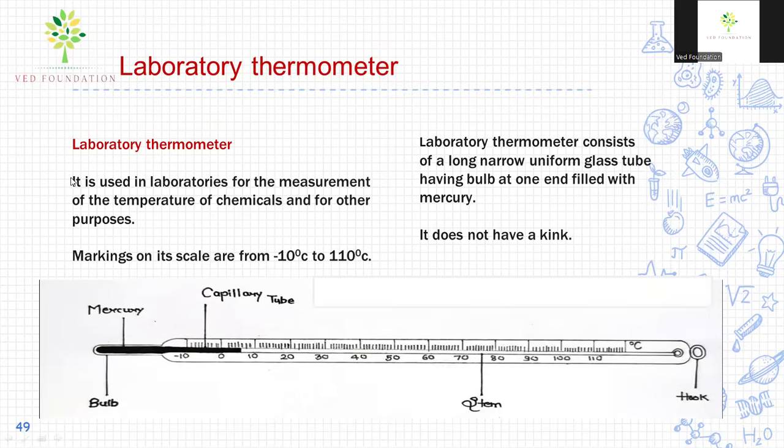Laboratory thermometer. The laboratory thermometer is used in the laboratory for measurement of temperature of chemicals and for other purposes. Markings on a laboratory thermometer are from -10 degrees Celsius to 110 degrees Celsius. A laboratory thermometer consists of a long, narrow, uniform glass tube having a bulb at one end filled with mercury. This is the outer glass tube, and this is the inner glass capillary tube. This is very thin, and at the end of the inner glass capillary tube there is a bulb containing mercury.